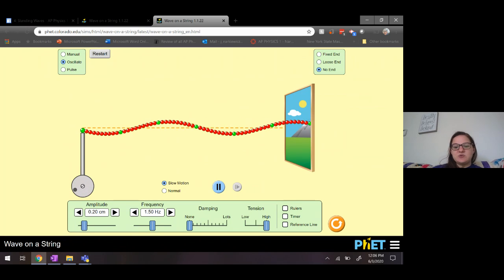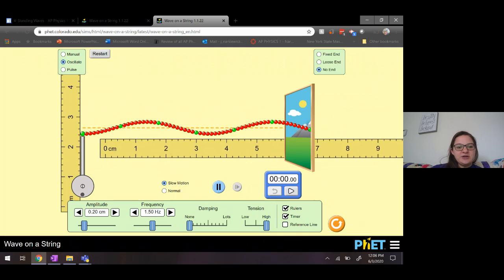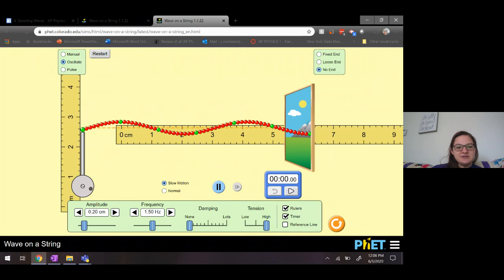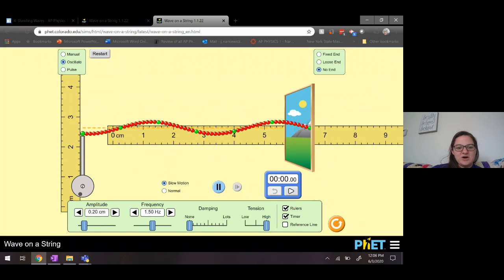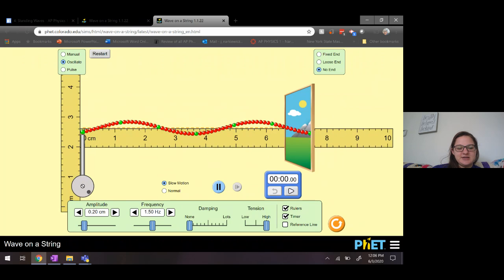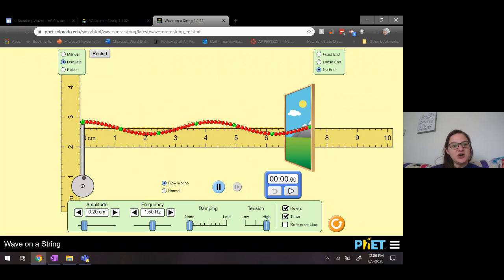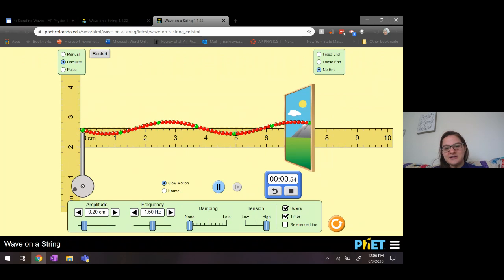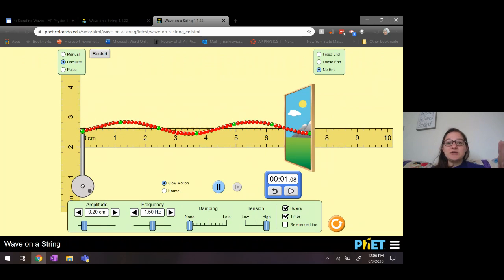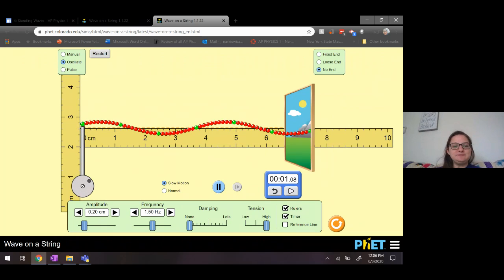So let's actually do some data collection. Let's say we're measuring the time it takes. Oh boy, this is going to be fun. I'm going to put this here, and we're going to follow a crest. I'm following it until it gets to the door. Boop. So about a second. Remember, this is in slow motion.